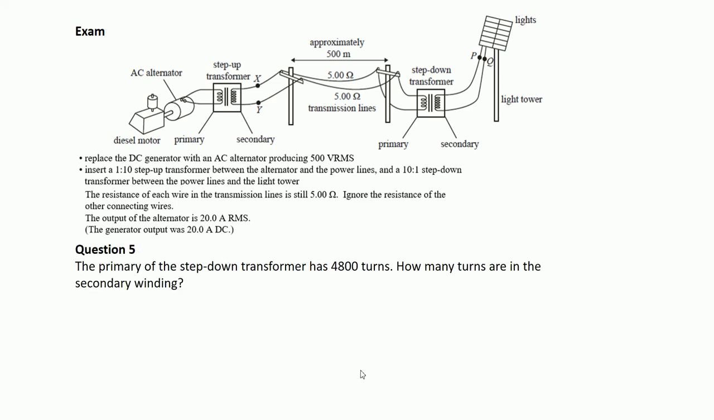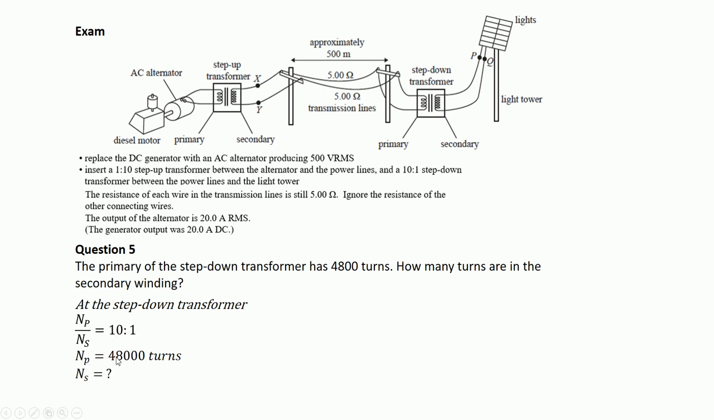Question 5. The primary of the step-down transformer has 4,800 turns. How many turns are in the secondary winding? Now, if you recall, this was a 1 to 10 ratio. A 10 to 1, my mistake. 10 turns in the first drops down to 1 in the second. So the number of turns in the primary is 10, the number of turns in the secondary is 1.